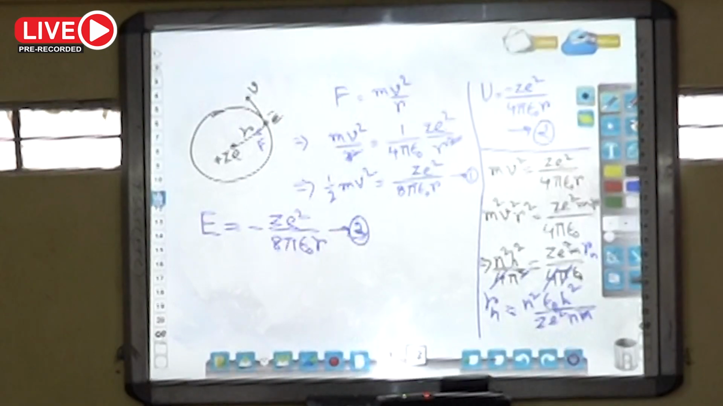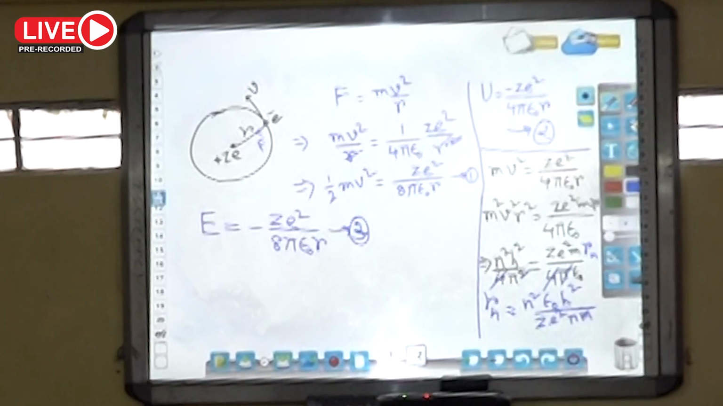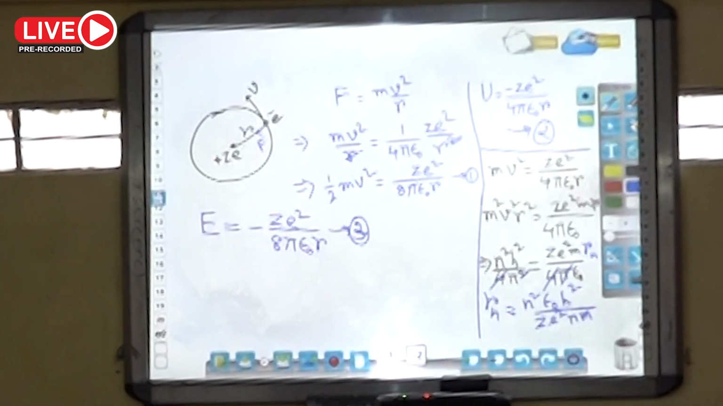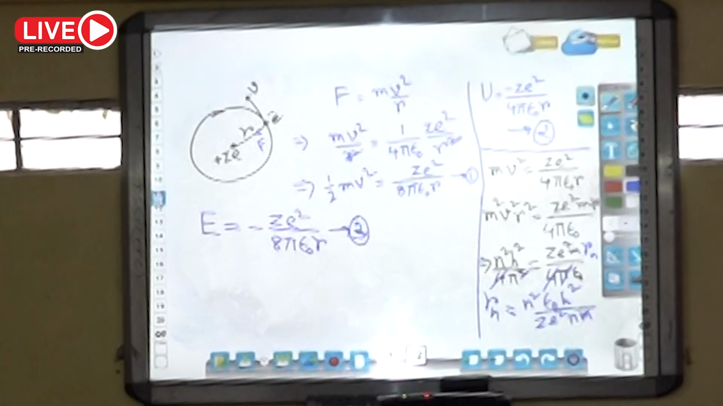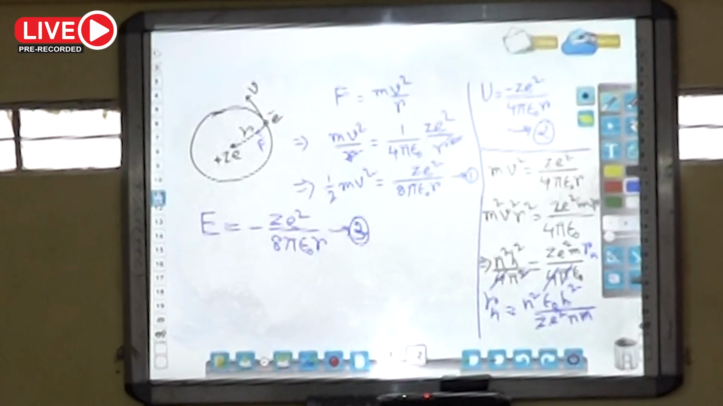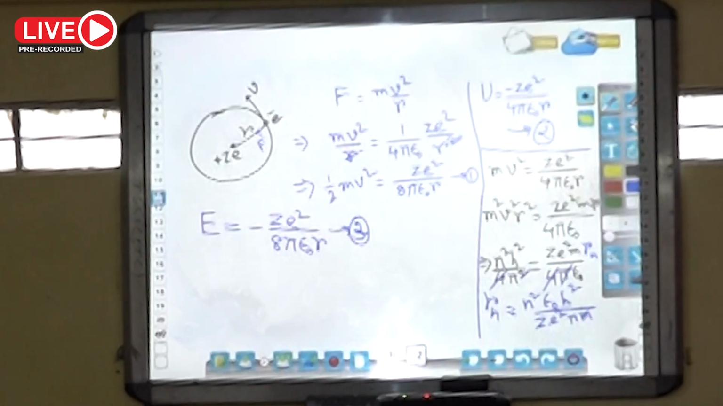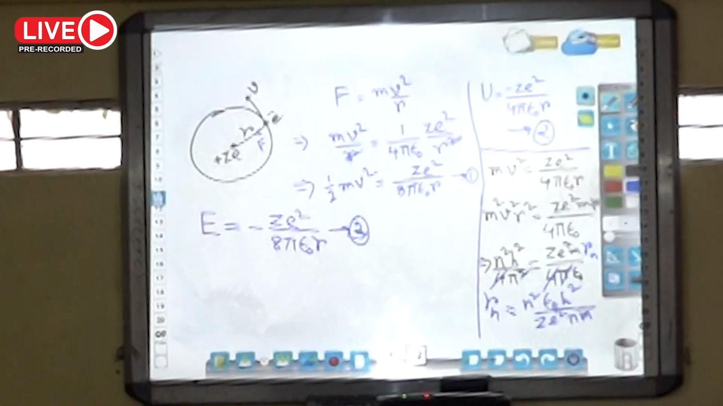So it shows that Rn is directly proportional to n². So orbits are not equispaced. Orbits are not equispaced. It varies with n². So between the first orbit and second orbit, there is a certain gap. Between the second orbit and third orbit, the gap is larger because radius varies with n². So as you go to higher and higher orbits, the gap between two successive orbits will increase.